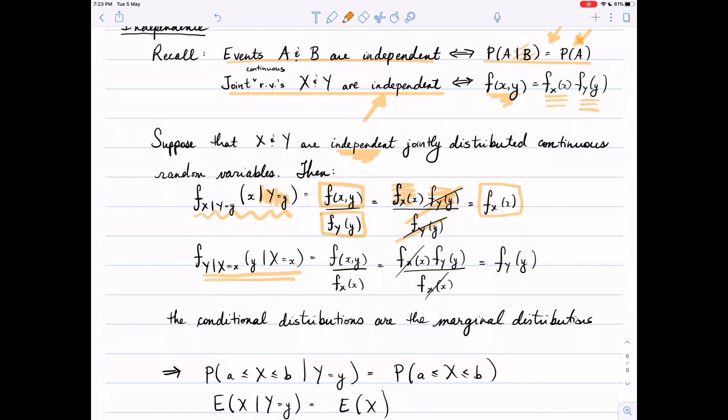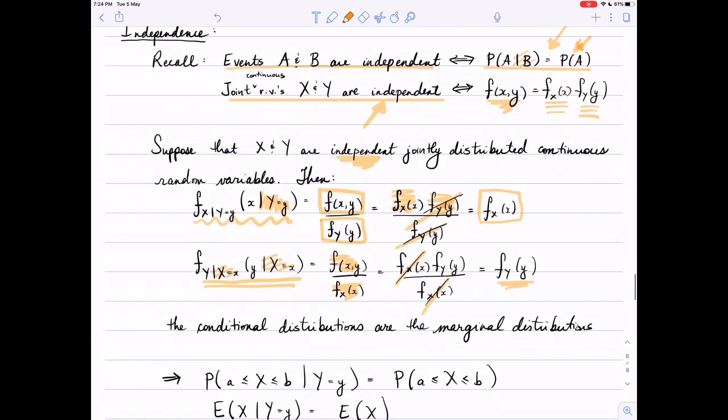Analogously, if you look the other way around, the same thing here, you are taking the joint density dividing by the marginal density. This time the marginal of x cancels out, and you get the marginal of y. So the density of f sub y given x equals x, it's like this part didn't matter if they're independent, right? That is a lovely result.